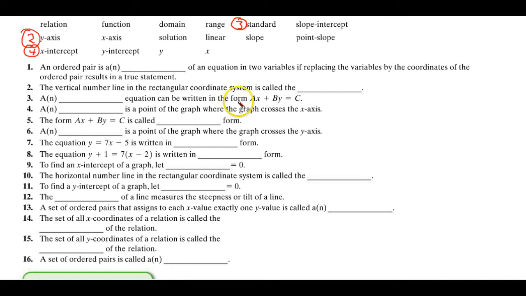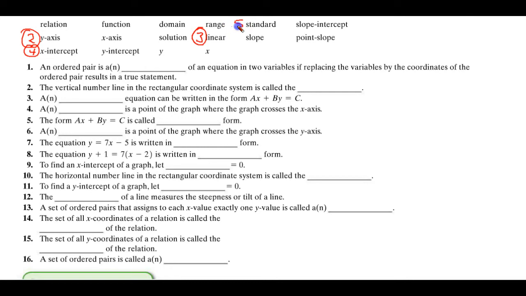Well, I'm going to have to pause to look at these a little bit. So for 3, we're going to put linear here. A linear equation can be written in this form. Okay. And then this one up here, this is standard form. So that's number 5.